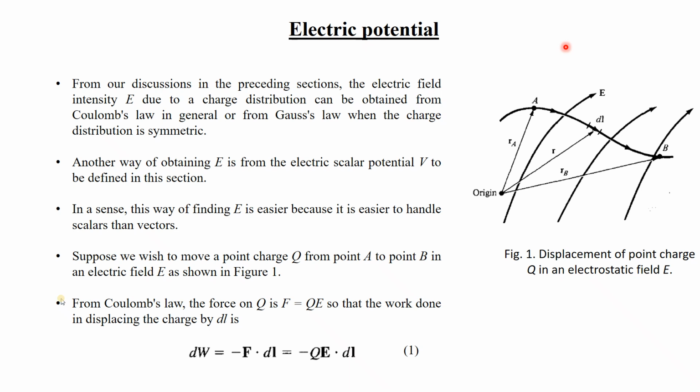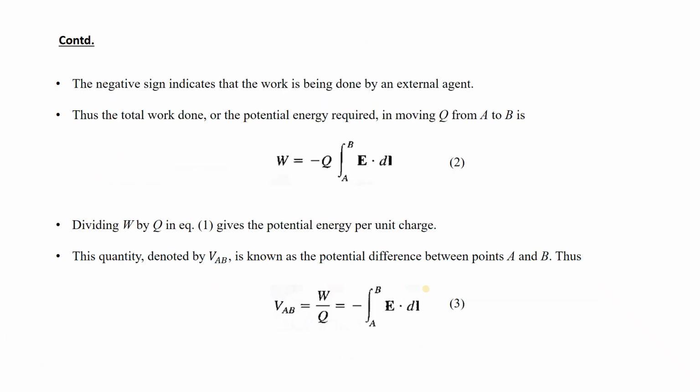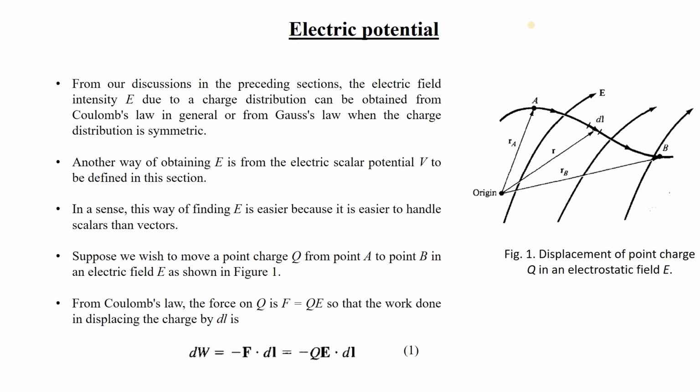Now, the electric potential is actually the work done to bring a unit positive charge from infinity to a particular point. That means when there is an electric field present in an area because there is a charge, suppose a point charge q, it is creating an electric field with some electric field intensity.